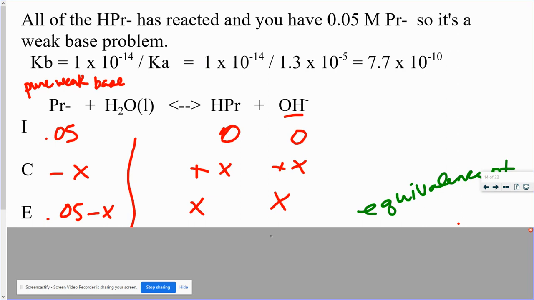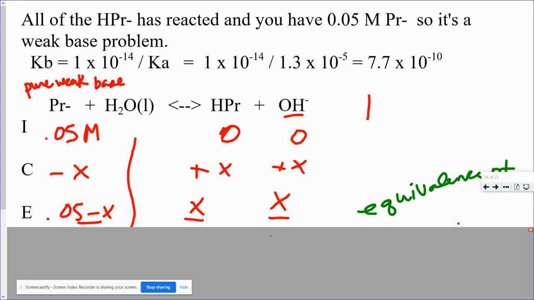So with our weak base, it's 0.05 molar. This has to be in molarity. You can't just plug moles in there. So 0.05 molar, 0, 0. Water doesn't have a concentration. We're going to lose X amount of the weak base as it forms X amount of its conjugate acid and X amount of OH minus. So then we'll have 0.05 minus X, X, and X for our amounts.